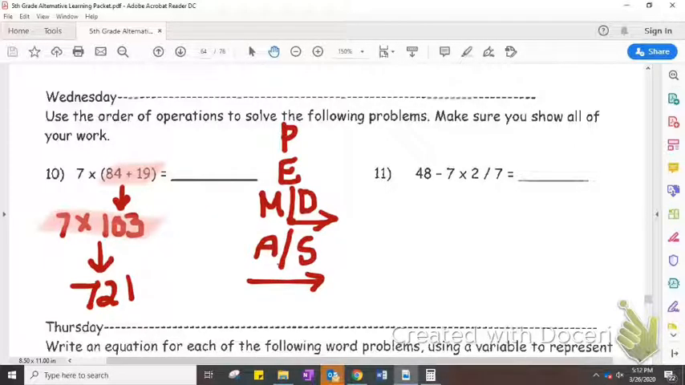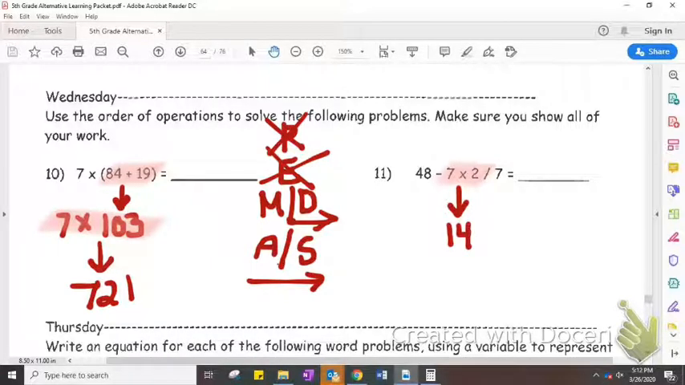Okay, so number 11 says 48 minus 7 times 2 divided by 7. Okay, I don't see parentheses, so I can cross that out. And I don't see exponents, so I can cross that out. I do see multiplication, and I do see division. So I'm going to do 7 times 2 first, because remember I go from left to right. And I see 7 times 2 before I see 2 divided by 7. 7 times 2 simplifies to 14.